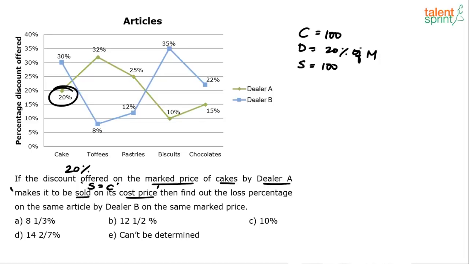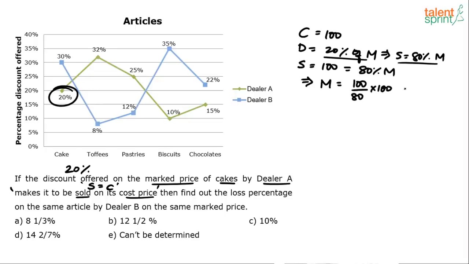You know that if the discount is 20% of marked price, the selling price should be 80% of marked price. Yes or no? This is a concept that we have discussed in profit and loss. I am not going to stress on that, right? All of you should know that concept, that if the discount is 20%, selling price is 80%. Both discount and selling price are calculated on marked price. So 20% discount on marked price implies selling price is 80% of marked price. But then I know that selling price is equal to cost price. So selling price should also be 100, same as cost price. But this 100 can be equated with 80% of marked price. So what is the marked price? The marked price here will be 100 by 80 into 100. It comes out to be 125.